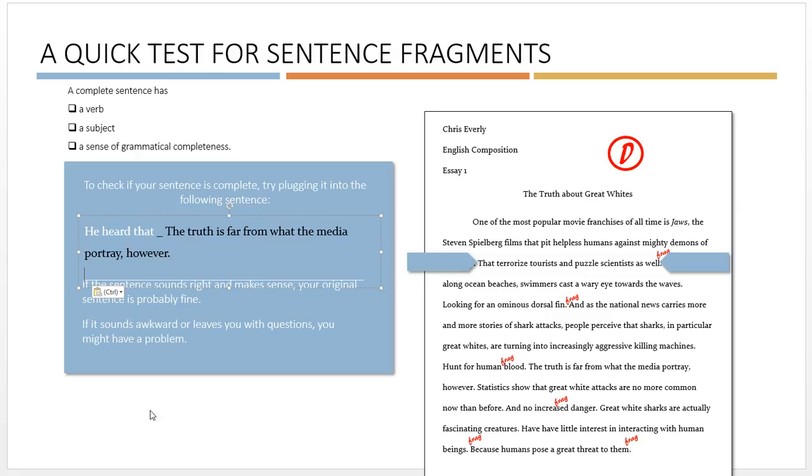So, be on the lookout for fragments in your writing. Remember to use the trick of blocking out other sentences around the one that you're evaluating and check carefully. And remember that sentence fragments are one of the most serious errors that you can make, and you need to work hard to get over making them.